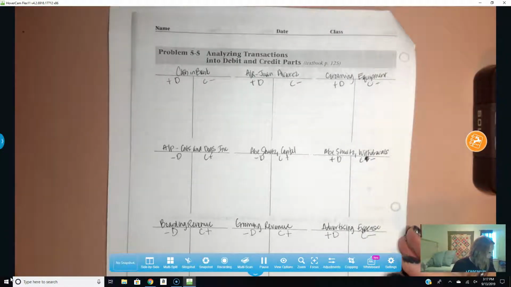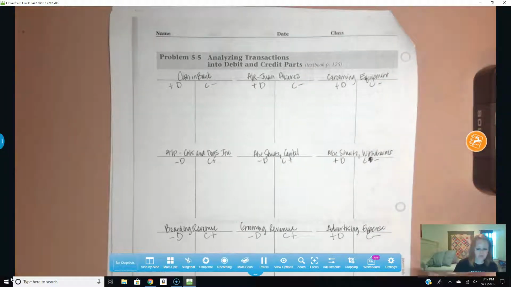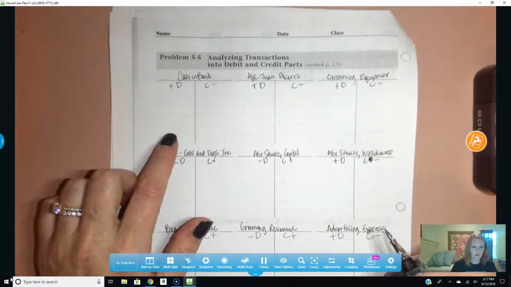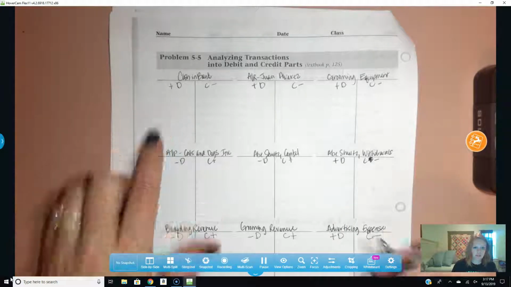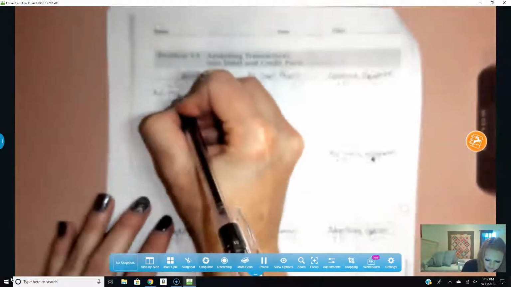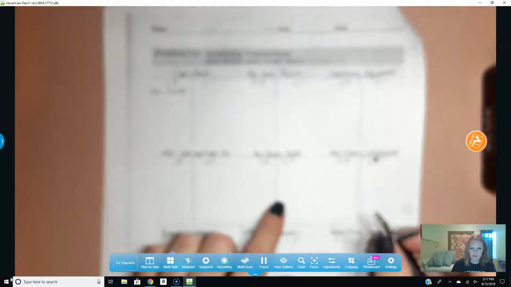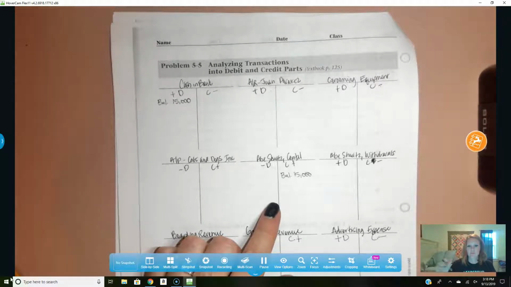Number 2 says enter a balance of $15,000 in the cash and bank account. Also enter a balance of $15,000 in the capital account. So our normal balance is always on our increase side. So cash and bank, we're going to start off with a balance of $15,000. And our capital, we'll start off with a balance of $15,000. Guys, I apologize for this webcam. It's not wanting to focus for me here.